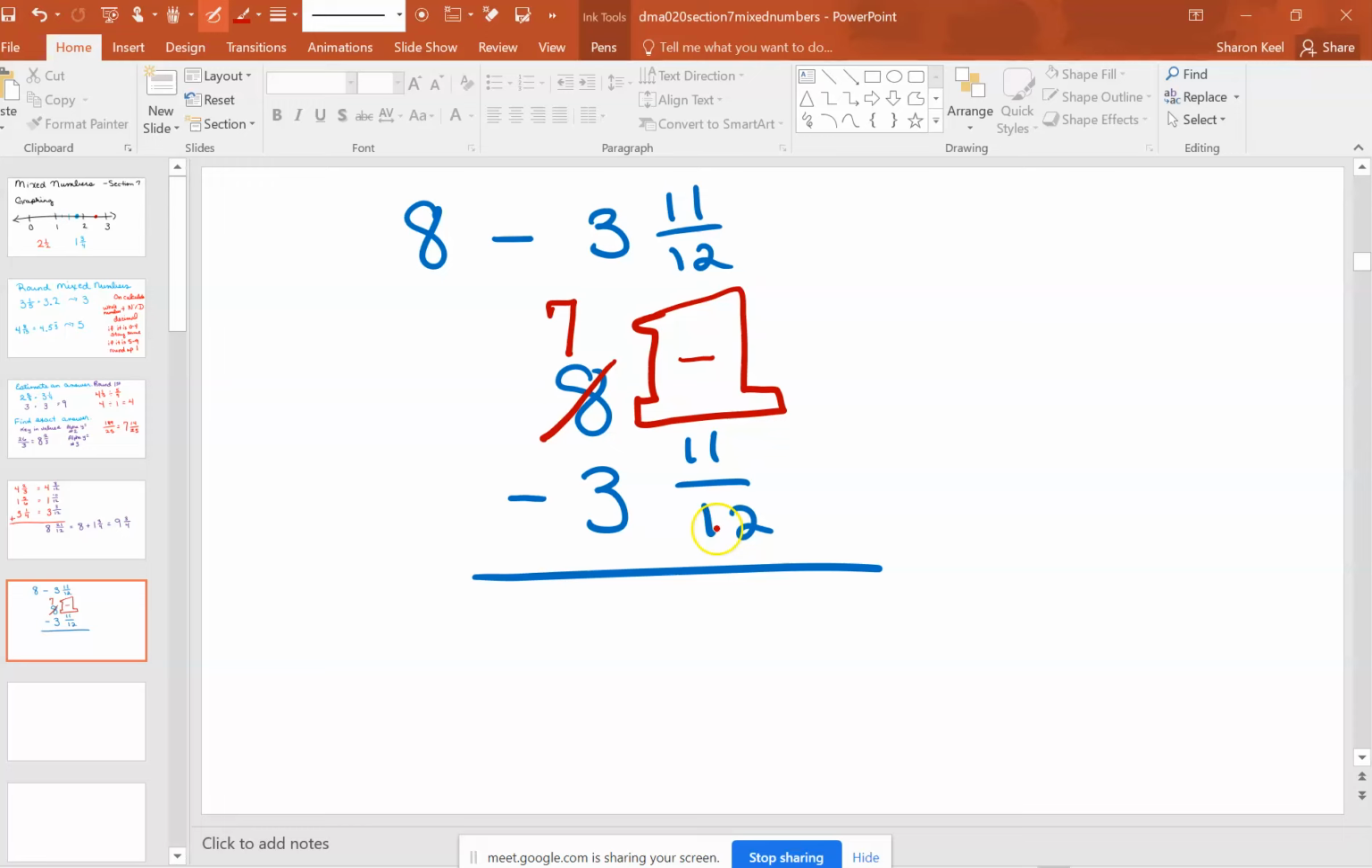I need to write a fraction that's equivalent to 1. Since my denominator is 12, I need for this to have a denominator of 12. 1 whole, the numerator and denominator are the same. So the 1 whole that I'm borrowing is technically 12 twelfths. I can now subtract this numerator 12. 11 from 12 leaves me with 1. 7 minus 3 would give me 4. 4 1/12.